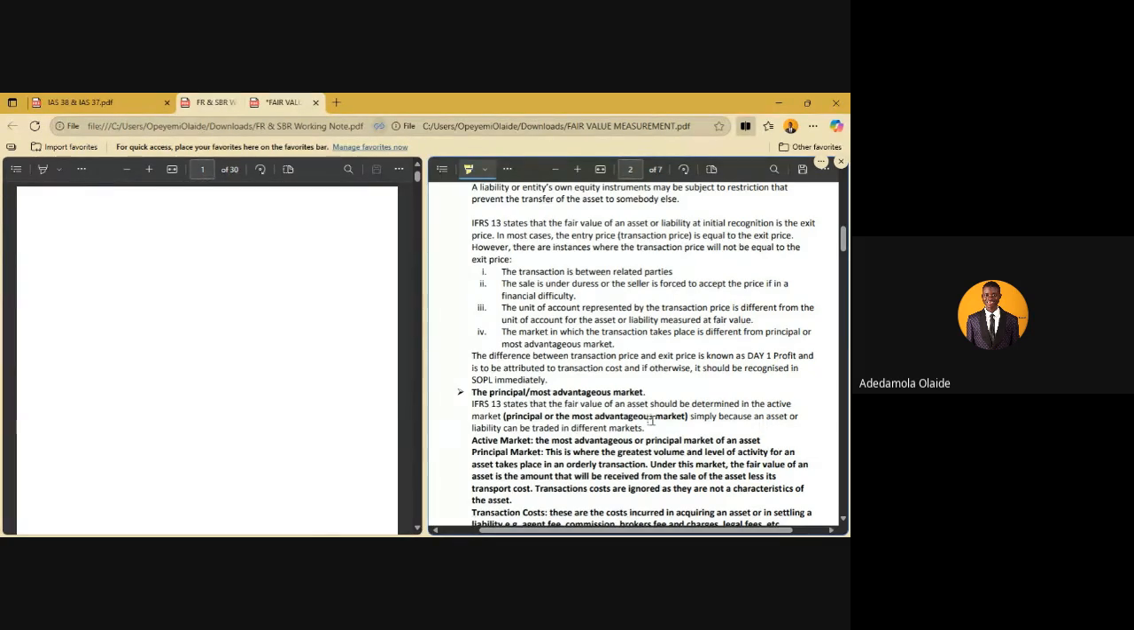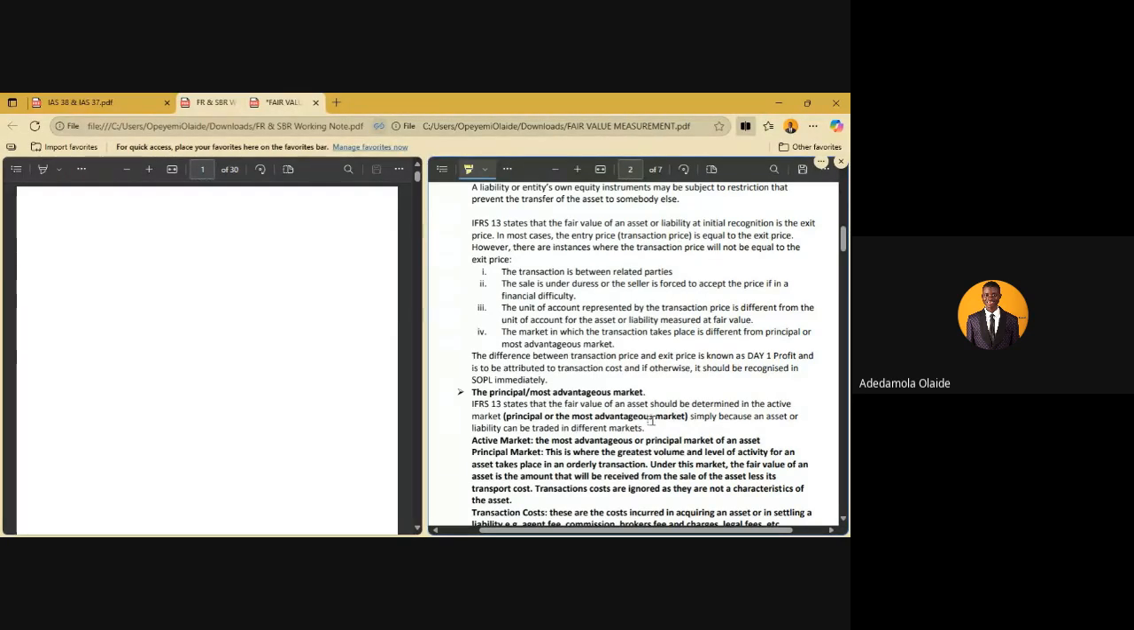However, when we have that kind of case, we have to determine what we call the most advantageous market. So we consider the different markets that we have for bread, and the one that will give us the highest price or the highest benefit is what we refer to as the most advantageous market. Is it clear? Now, when a transaction does occur in the principal or most advantageous market, it will lead to a case whereby the entry price will not be the same as the exit price. Do we understand that?